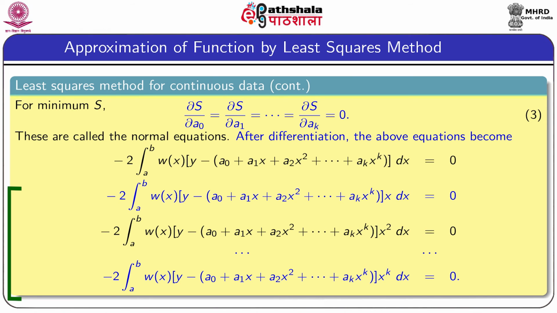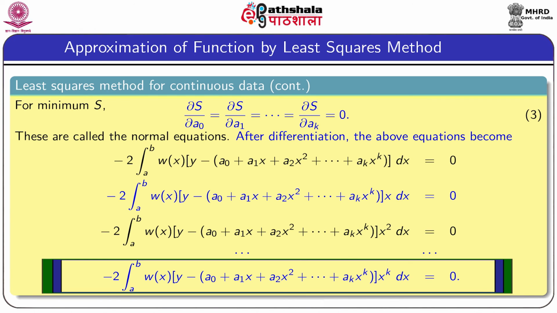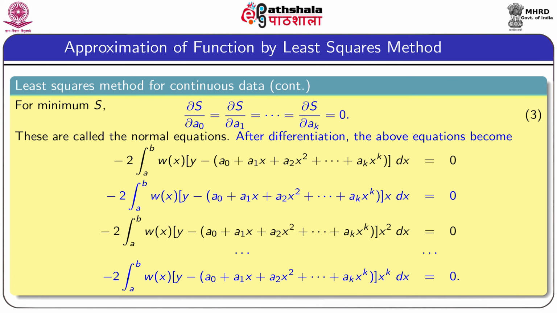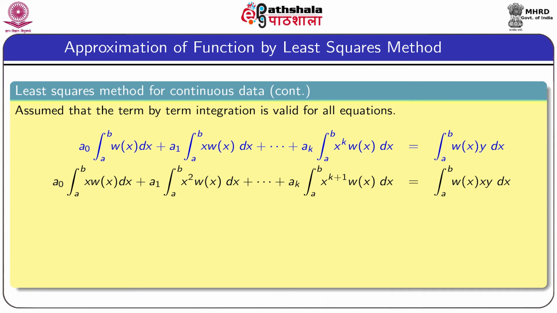Similarly, we obtain the third and last normal equation. The last normal equation is minus 2 integration from a to b of w(x) into (y minus (a0 plus a1x plus a2x square plus ... plus akx to the power k)), and the whole thing is multiplied by x to the power k dx equal to 0. So these are a system of k plus 1 equations containing k plus 1 unknowns a0 to ak.